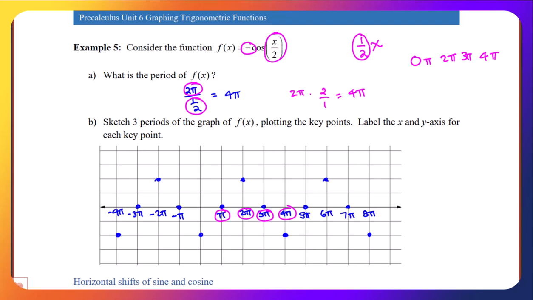Our cosine graph is going to flip. So this y value of 1 is now going to become -1. 0 stays 0. This y value of -1 for cosine is now going to become 1, and 0, and back to -1. And I hope you see a cosine graph that's upside down. And once you see one period, you've seen them all.